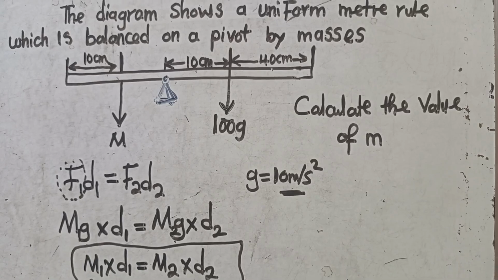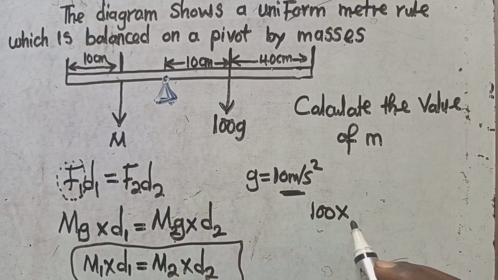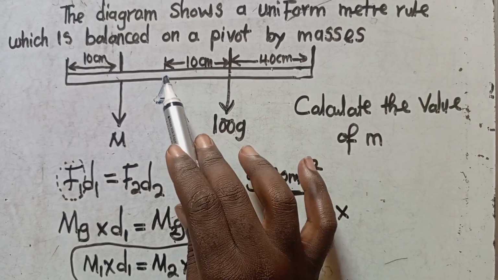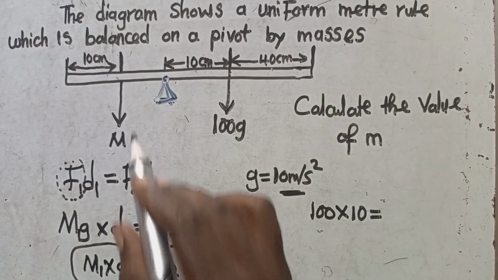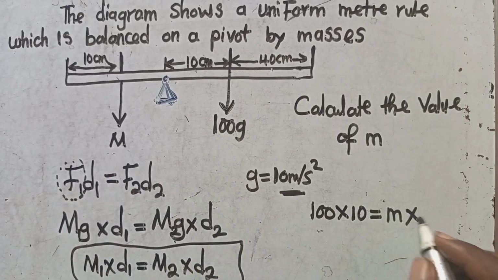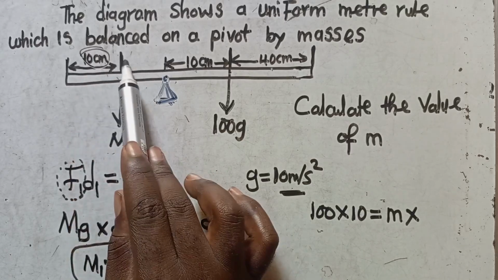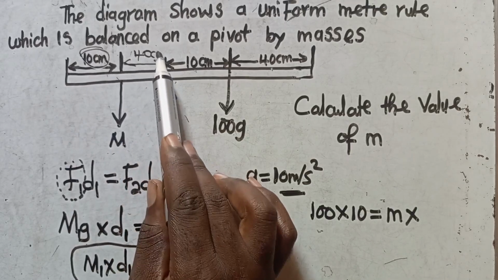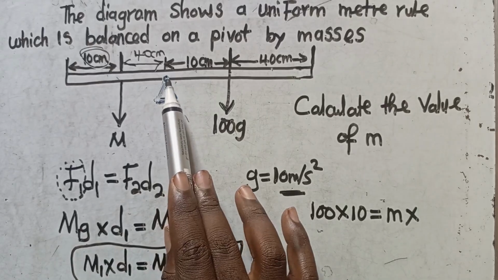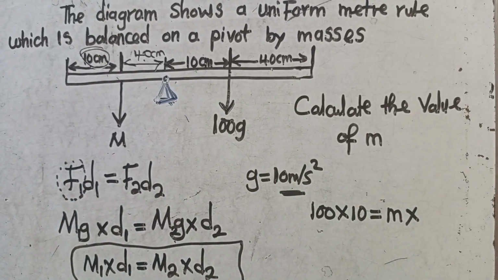So what I'm going to do, what is mass 1? Mass 1, that is 100. So I'm going to say 100 multiplied by the distance from where it is to the pivot, that is 10. So times 10, which is equal to M times the distance from here to the pivot. Since this is 10, from here to there I'm not given, which means I need to have a 40. Have you seen 40? Because this is where the center is. So for 10, 40, it is already 100.